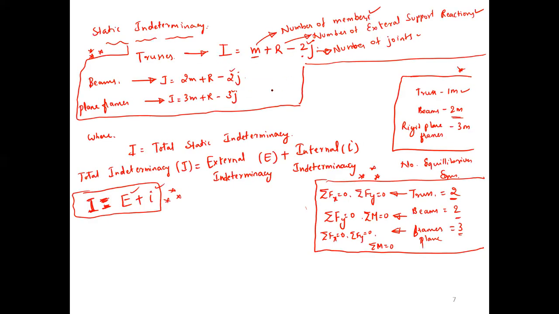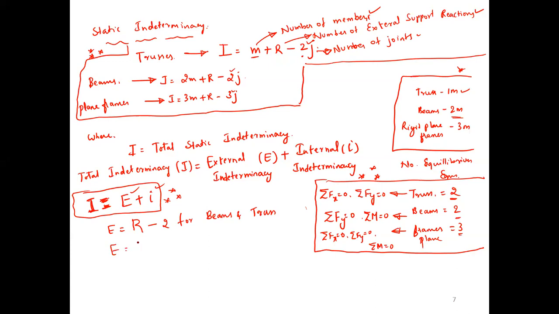We are having equations. Now how to compute external indeterminacy and how to compute internal indeterminacy? That is very, very important. For external indeterminacy, E equals total number of reactions minus the equations of equilibrium. That is R minus 2 for beams and truss. You have to remember this. This is a very, very important topic.